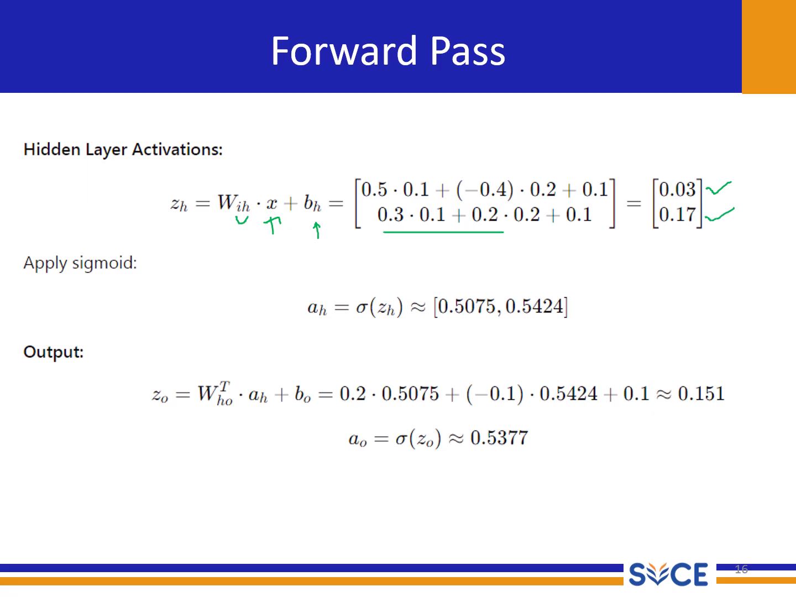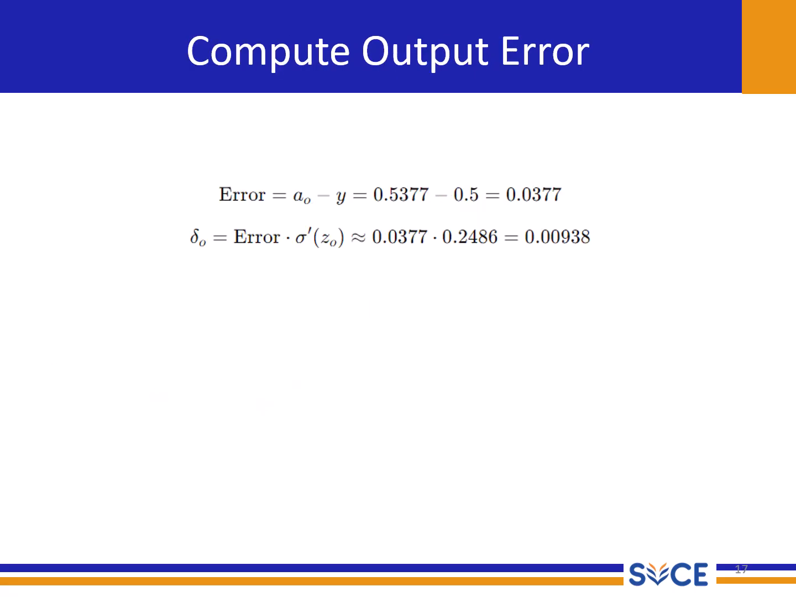Then it applies the sigmoid activation function to these two values, and it will produce the output as 0.5075 for H1 and 0.525424 for H2. Then after the hidden units are computed, this will compute the output by taking the weight from hidden layer to the output layer, multiplied with the values computed in the previous step, added with the bias of the output layer, and applying the activation function, and this will produce the output as 0.5377.